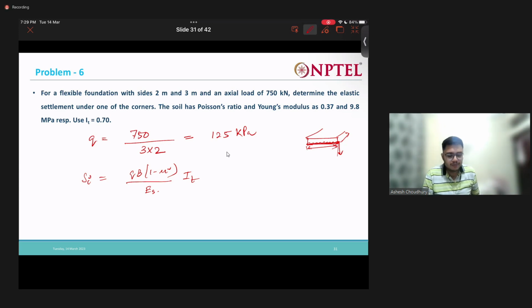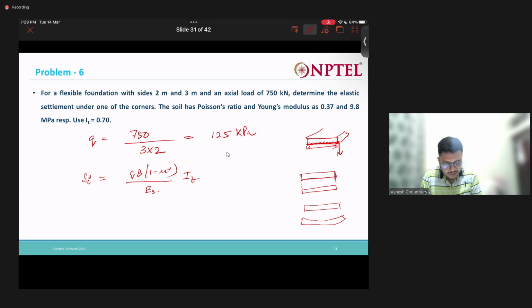Right, so as the foundation is flexible, the settlement is actually not the same. If the foundation is rigid, it settles uniformly, like this. But when the foundation is flexible, the settlement is something like this. It will settle and bend. So the settlement below the center and at the edge will be different. So this influence factor gives that value, how the settlement changes.